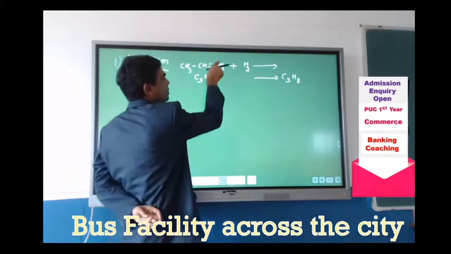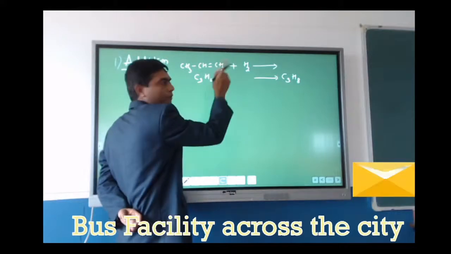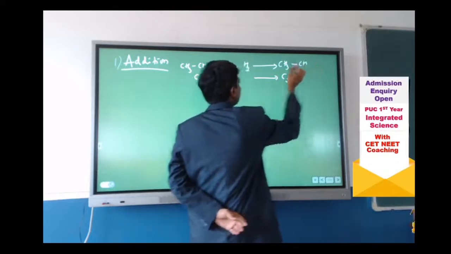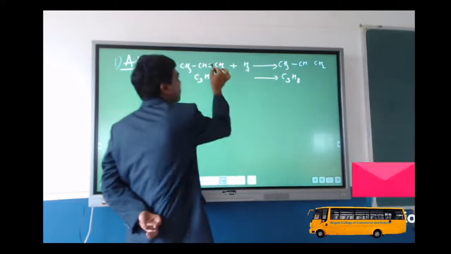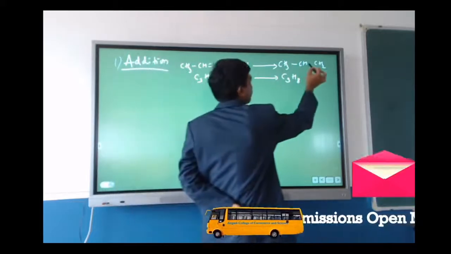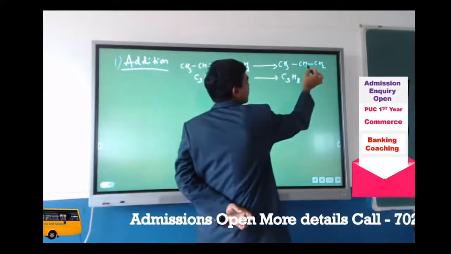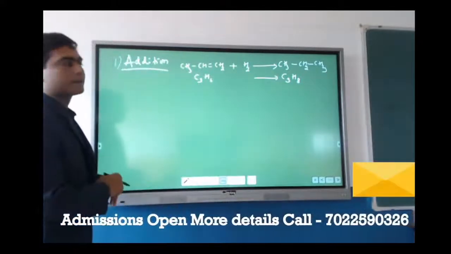But how to add? All are satisfied. That time you remove this double bond. And when you remove this double bond, it becomes CH3, CH as it is, CH2 as it is. One double bond will finish and only a single bond remains. And now I have to add 2 hydrogens here, 1 hydrogen here and 1 hydrogen here. So you get the compound which is called propane.